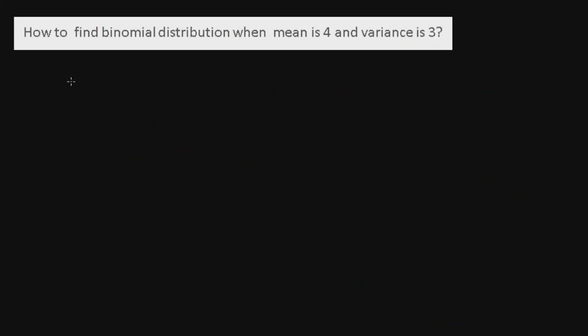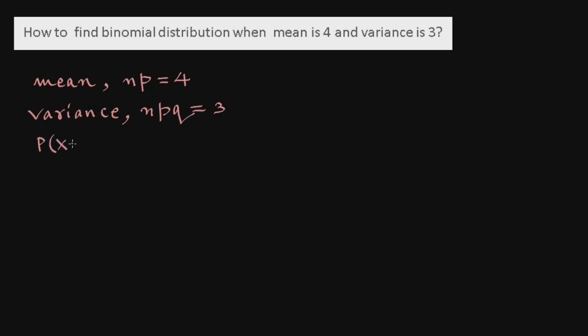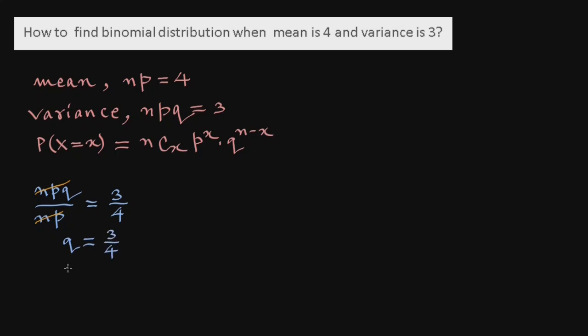In this question, mean, which is np, is 4 and variance, which is npq, is 3. We have to find the binomial distribution P(x) equals nCx p raised to x q raised to n minus x. npq upon np will be 3 upon 4. Cancelling np, we will get q equals 3 upon 4 and p will be 1 minus q, that is 1 minus 3 upon 4, 4 minus 3, 1 upon 4.